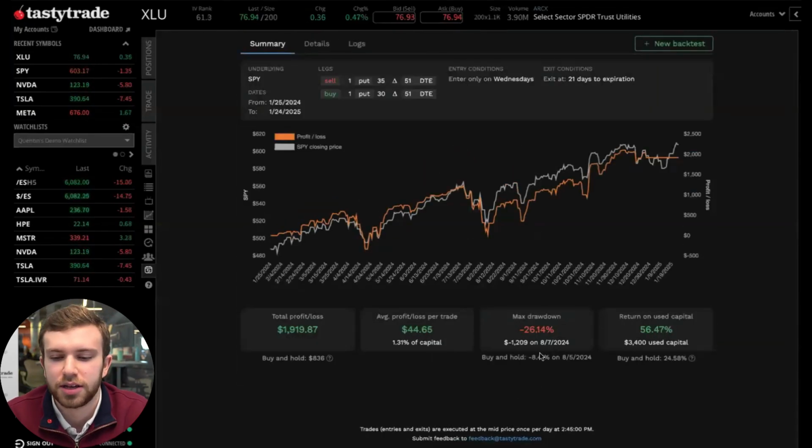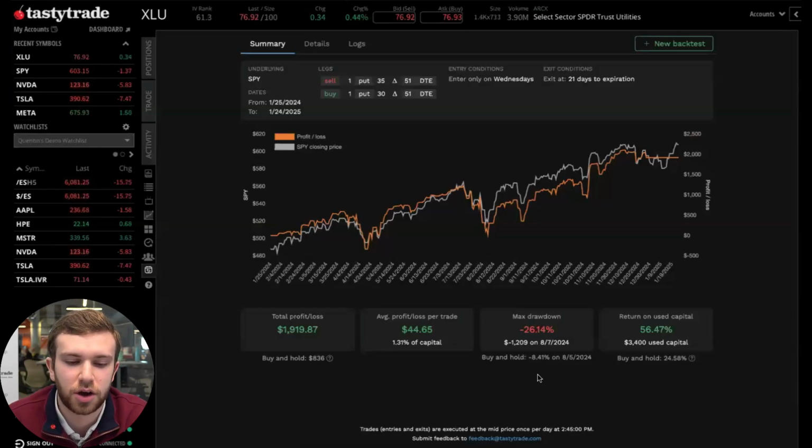And yeah, so here, still pretty much the same results. It would only take $3,400 worth of capital here. And then you would have seen a total profit of 1,019, so almost $2,000 there. And then this would have quite outperformed the buy and hold in this case.